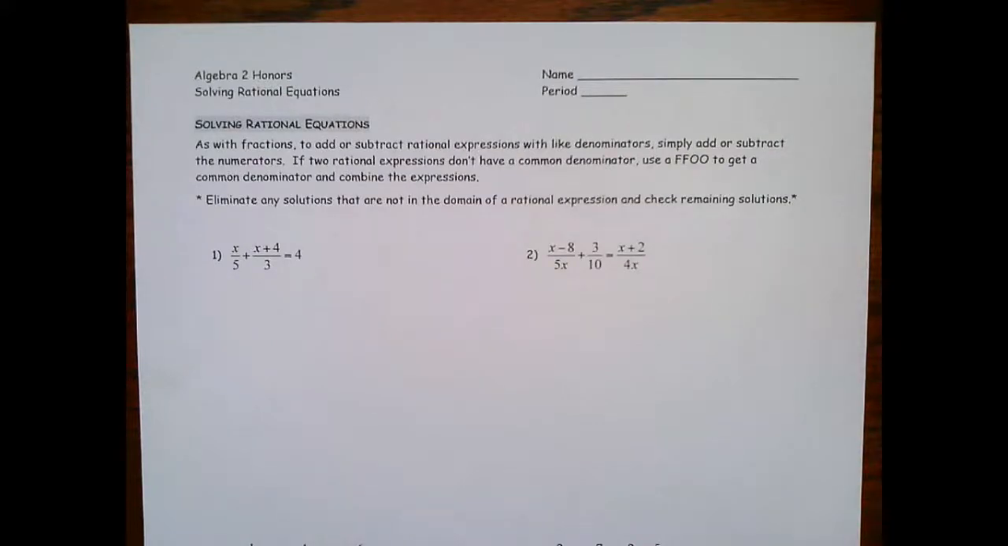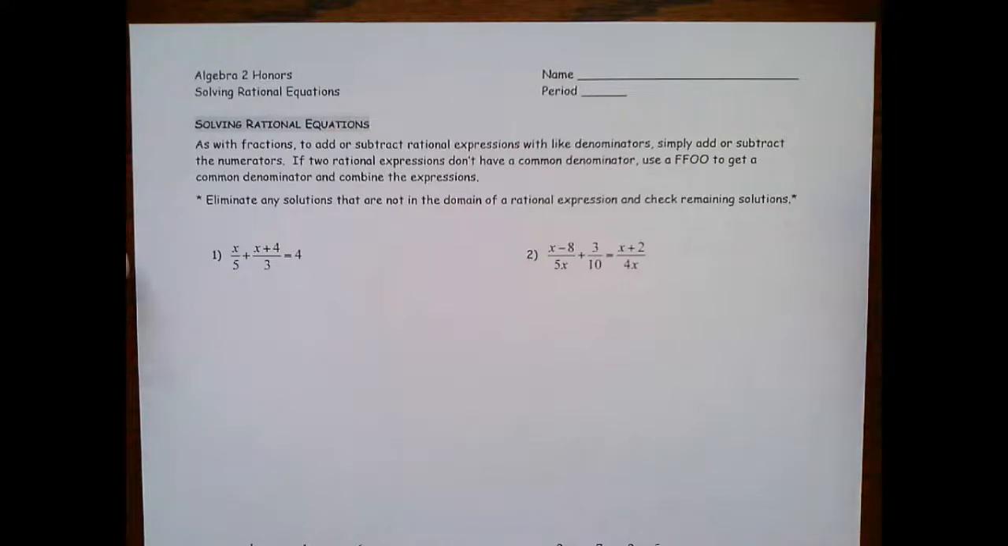So in this case, remember what we said, if you have two fractions and you want to add or subtract them, they have to have the same denominator. So if they don't have the same denominator, you can use a FFOO, or a fancy form of 1, to get them to have the same denominator. So let's see some examples, and that way you can try some questions on your own and see how it goes. So how about for example number 1?